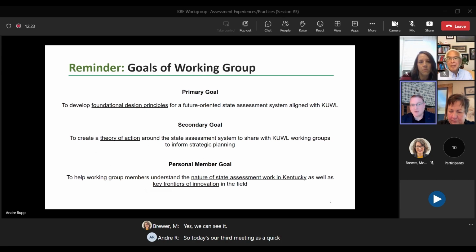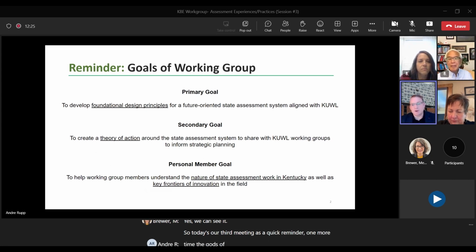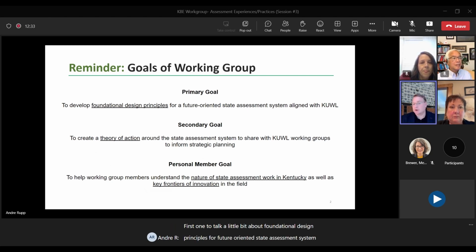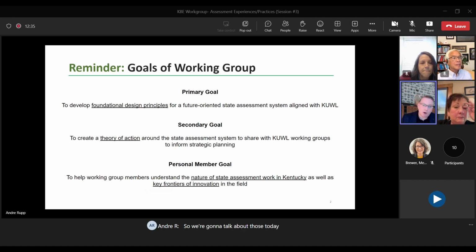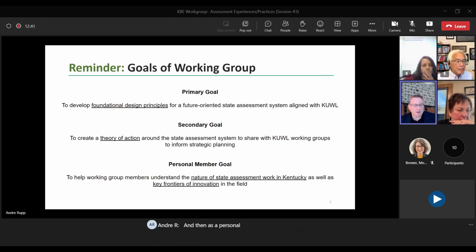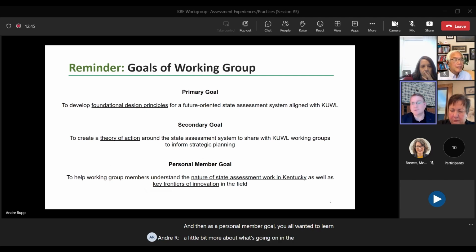So today's our third meeting. As a quick reminder, one more time, the goals of this working group were threefold. First one, to talk a little bit about foundational design principles for a future-oriented state assessment system. So we're going to talk about those today along the way as we're talking about the theory of action, which is our secondary goal. And then as a personal member goal, you all wanted to learn a little bit more about what's going on in the School Council, the AISC, and generally in the field. So hopefully I continue to have provided you with some valuable resources.